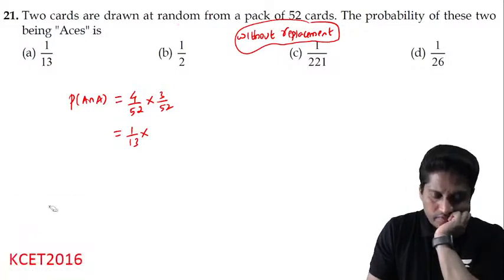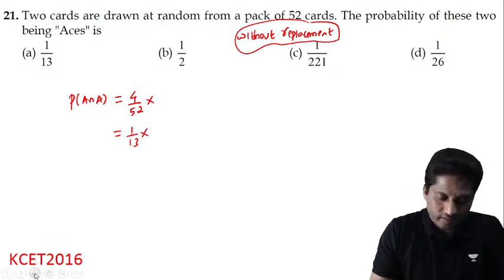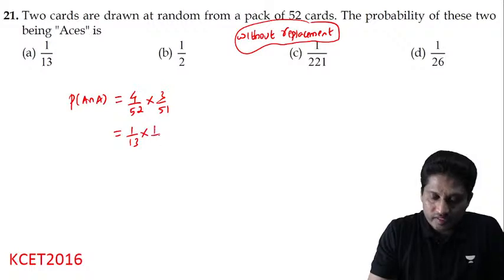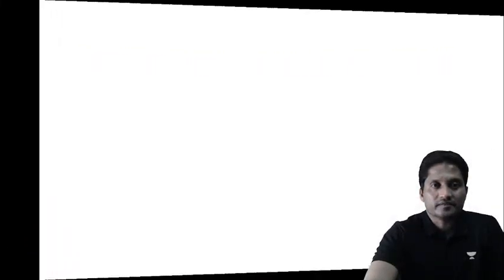Without replacement means the probability of drawing the first ace is 4 by 52, right? Probability of drawing the second ace is 3 by 51 because one ace is already drawn in the first draw, which is 1 by 17. So 1 divided by 221. Answer is option C. Right? Let's move to the next question.